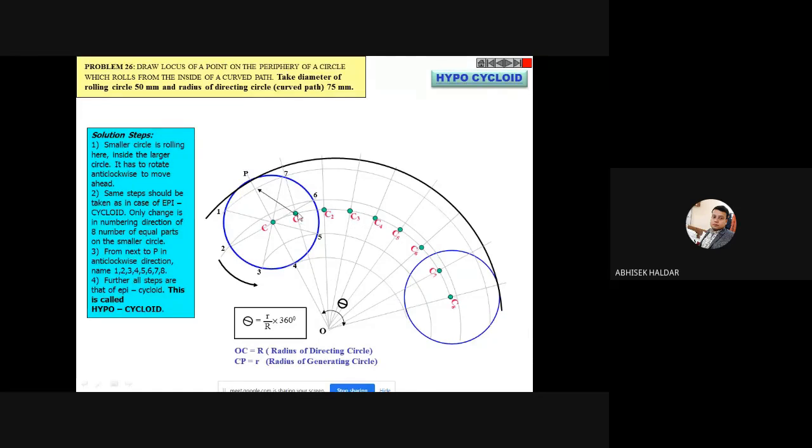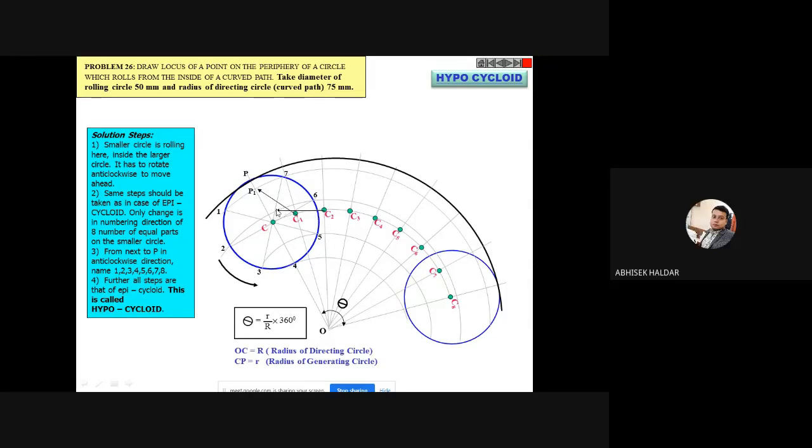So firstly, placing the compass at C1, what is the arc length? CP. Which line am I cutting? One line, that means the 1, 7 line. Somewhere over here I will get the arc point. Mark that point. This is my P1. From C2 I will cut the 2, 6 line, you can see. This is the arc point.